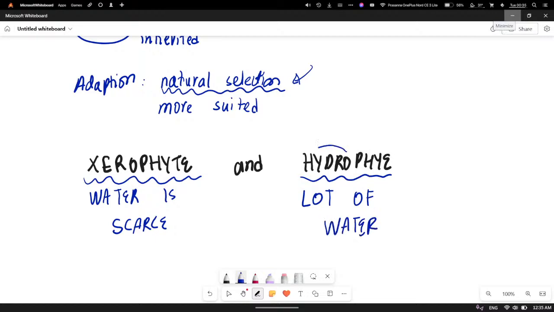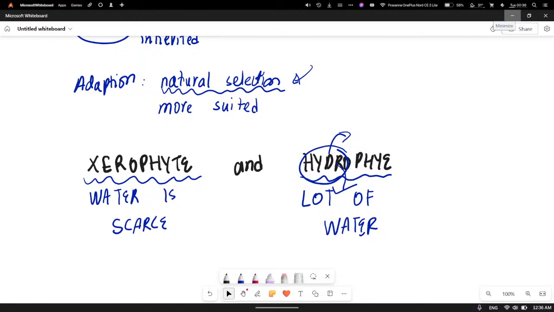So, hydro means water, right? That means it has a lot of water. So the opposite of that is water is not there, or water is scarce. That's the way you can remember xerophyte and hydrophyte. I'm just going to be reading over their adaptive features, because I have to move on to other things too. So they have closing stomata, which prevents excessive water loss by diffusion.